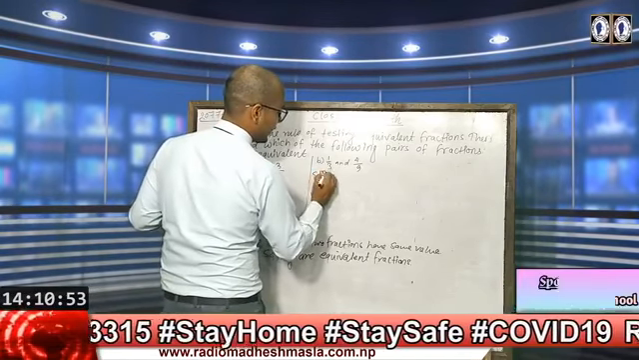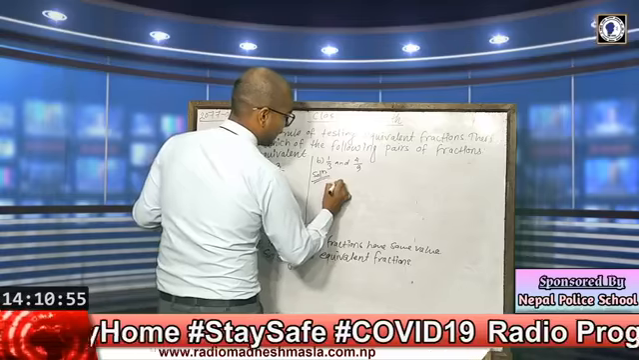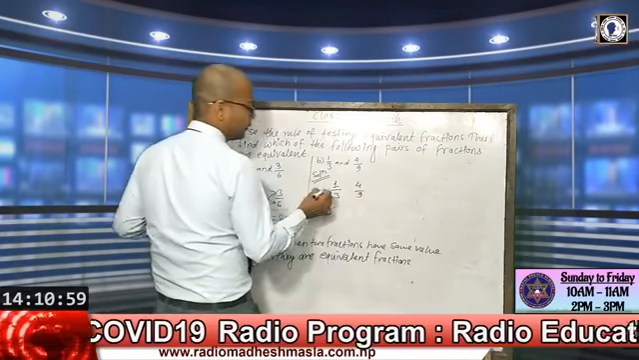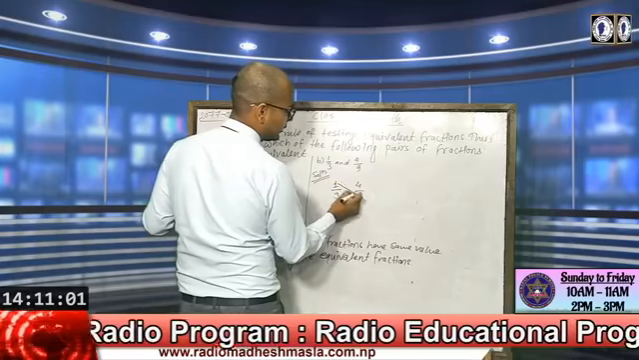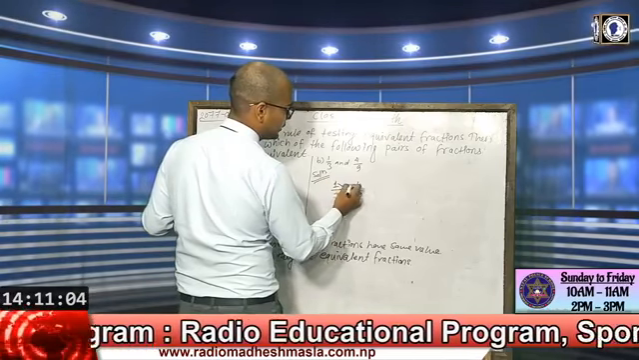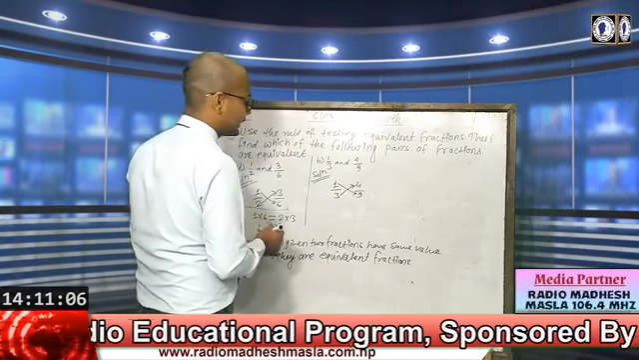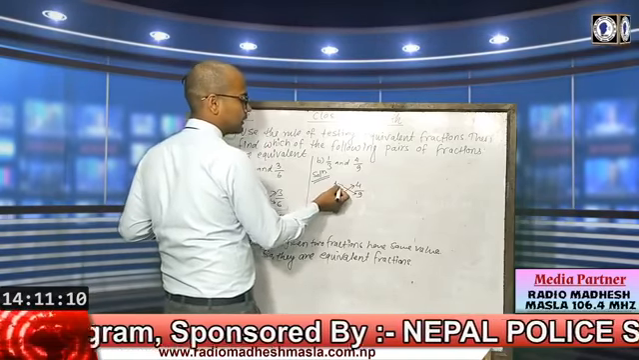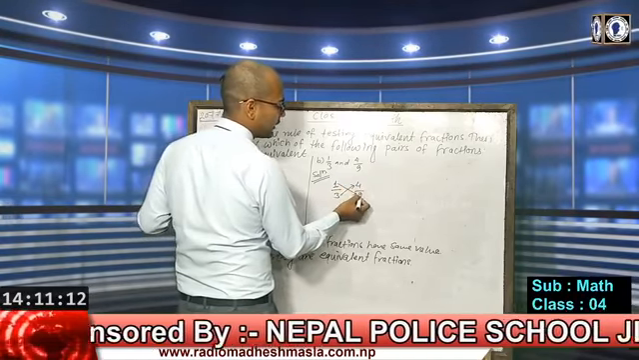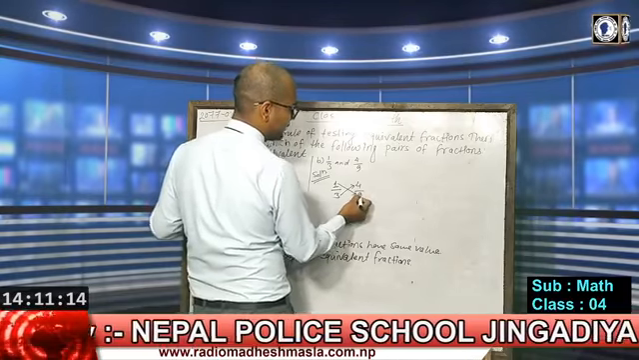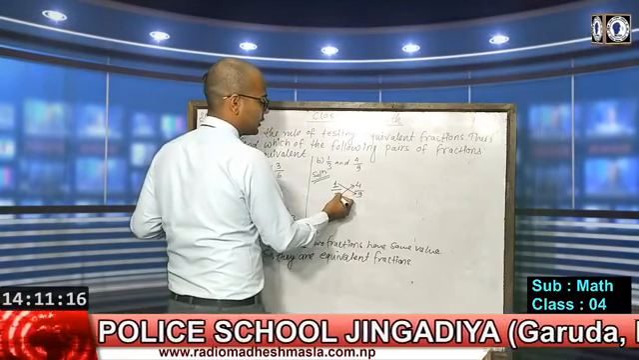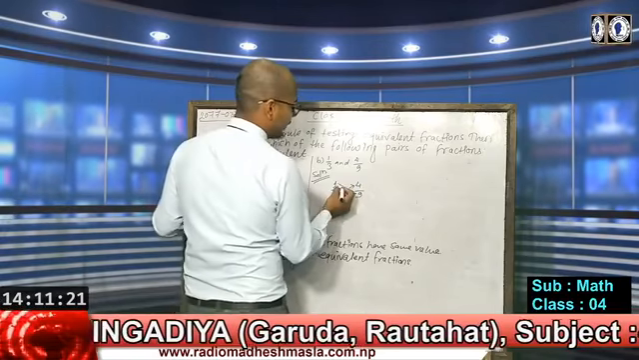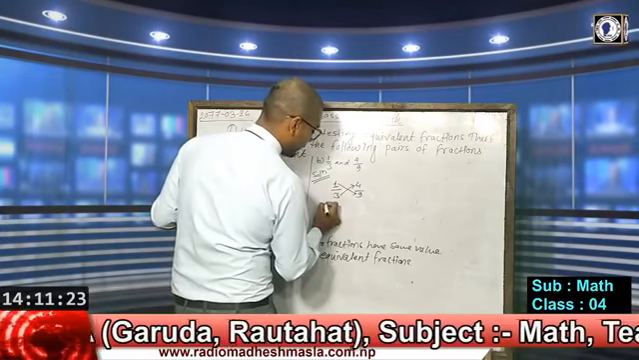Solution: 1 by 3, 4 by 9. In the same way we use cross multiplication, with numerator to denominator and denominator to numerator. That means the numerator of the first fraction should be multiplied with the second fraction's denominator. In the same way, the first fraction's denominator is multiplied with the second fraction's numerator.